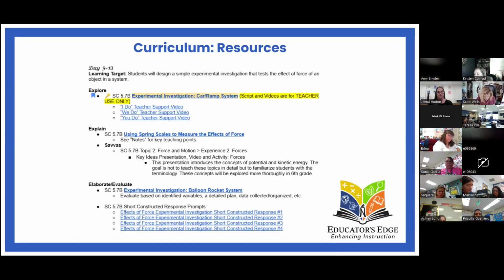In the resource section, you have it broken into the 5 E's. What Amy went over with you guys is the explore portion. So you'll carry out that explore, and you have a total of 5 days for this learning target. So when we added the spring scales, we also gave you an extra day to be able to do that. So you have 5 days to really carry out this hotspot TEAC with fidelity.